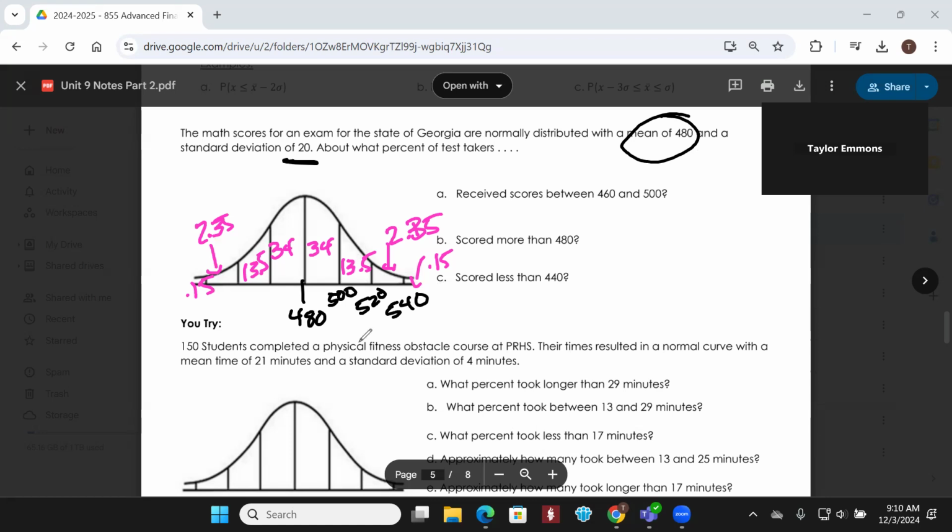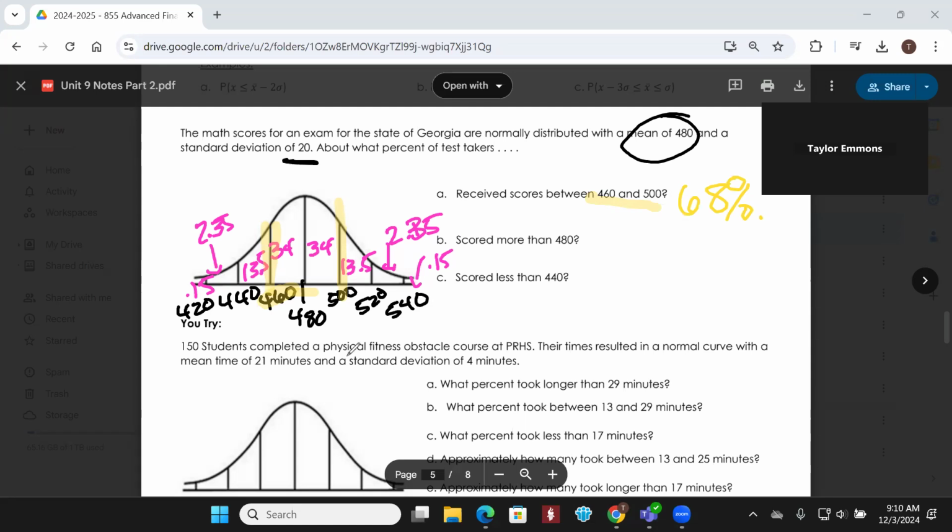Okay. On the other side, we're going to subtract. So this is going to give me 460, 440, and 420. Now we're going to figure out what percent of the test takers received a score between 460 and 500. So we're looking for 460 up to 500. What's 34 plus 34? Okay, so 68%.